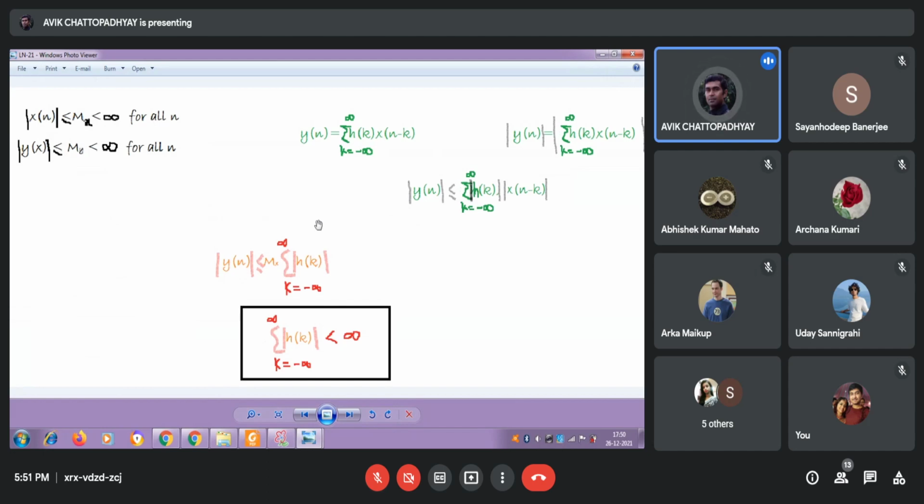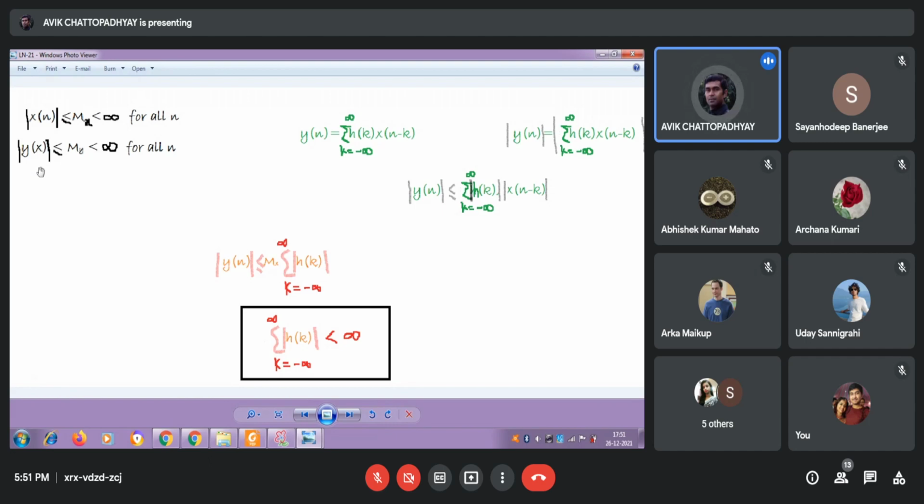So that means if xn is bounded, look at this, the absolute value of xn should be less than or equal to Mx. Mx is a finite number, any finite number, which is of course less than infinity. In this context, it is implied. And that is true for all n, that is, each and every sample of this signal. If this is true, then the output y of x.